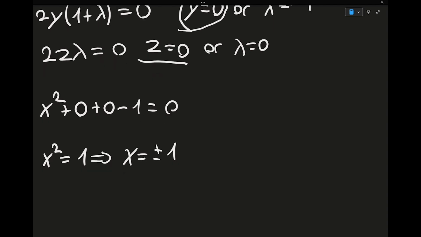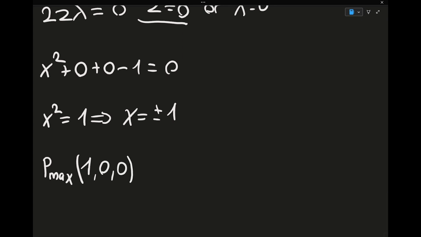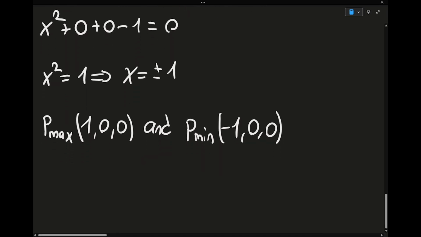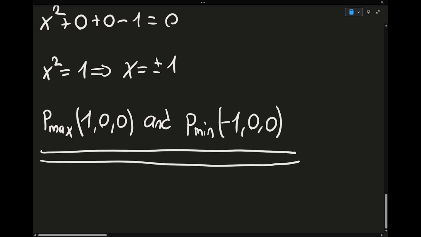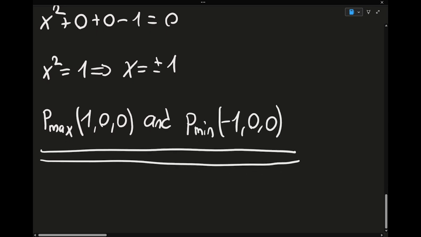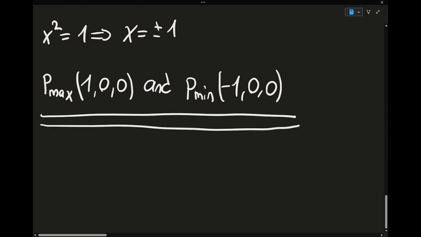And this is our solution, our P max is 1, 0, 0, and P min is equal to minus 1, 0, 0. Those are our points of maximum and minimum in the ball U. You could calculate lambda, but we don't need to calculate it. And this is how you use Lagrange multipliers.